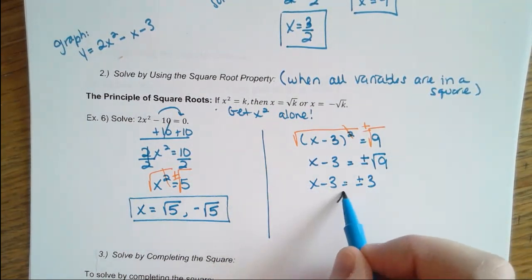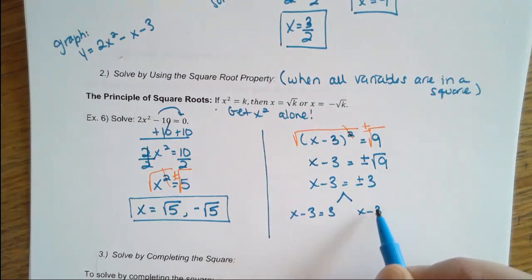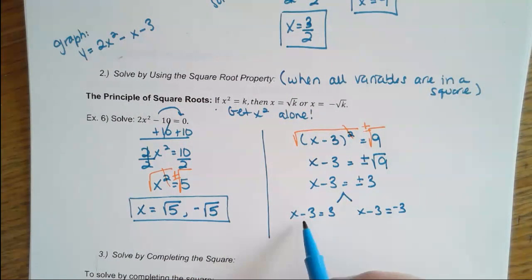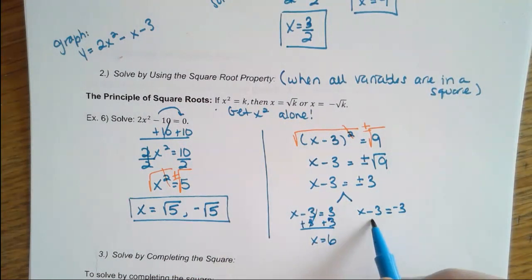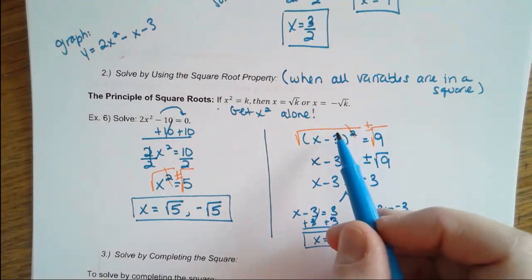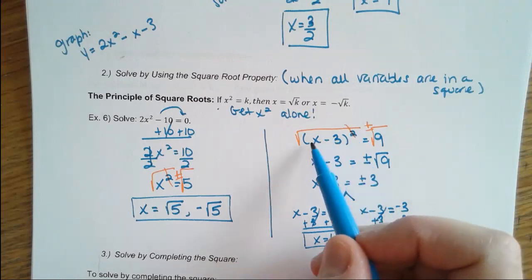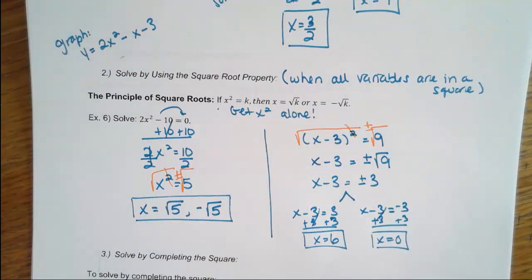And now I have two different problems. I have x minus 3 equals positive 3, and x minus 3 equals negative 3. I solve each of those little equations, and I get 6 and I get 0 as my two solutions. So this can be applied as well in other cases that may be not as straightforward. But here our x is still being squared and there's no other x's hanging around, so I can go ahead and take that square root of both sides. So it's a nice strategy, and it's pretty quick when you have that combination here.